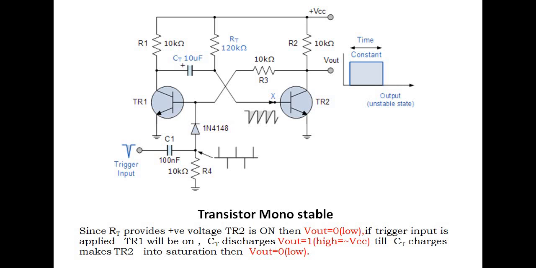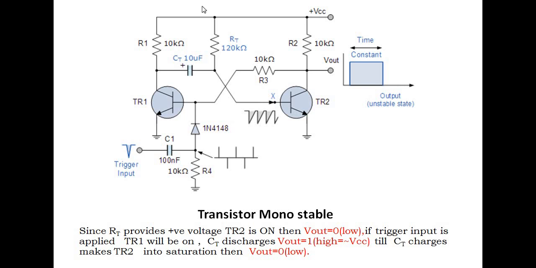Why will transistor TR2 be off? Earlier, before triggering, transistor TR2 is on. Why is transistor TR2 on? Because we have got the positive voltage from RT and it is given to the base. That's why transistor TR2 is on. Now we have applied the triggering pulse. The triggering pulse provides some positive voltage to TR1. If positive voltage is provided, TR1 goes into saturation mode. If it goes into saturation mode, output will be 0. Earlier the output of TR1 was VCC, now the output of TR1 is 0.